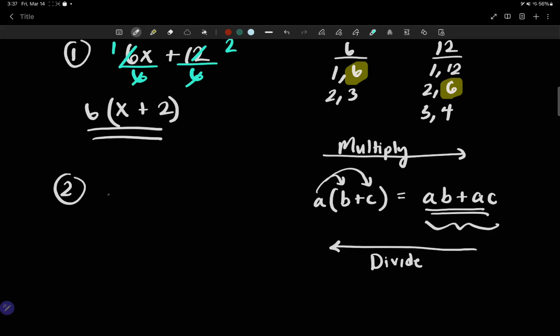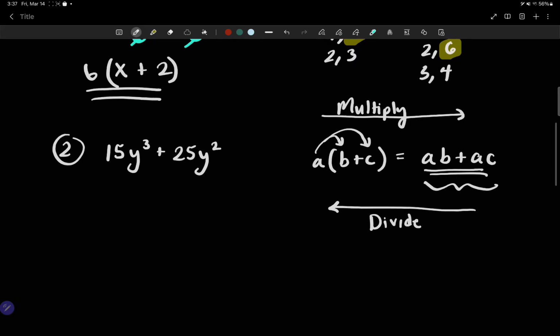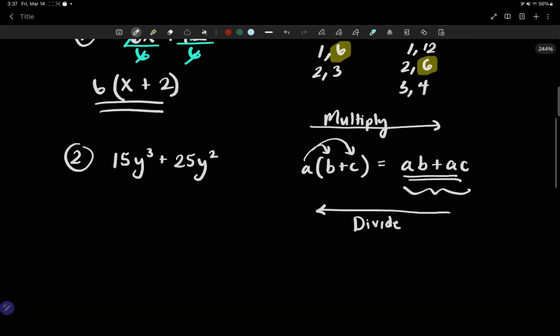So let's take a look at an example like 15y cubed plus 25y squared. Now with something like this, I see that both of those numbers, the 15 and 25, I've got two terms here, they end in a 5, and my divisibility rules tell me that because I end in a 5, both of those numbers are divisible by 5.